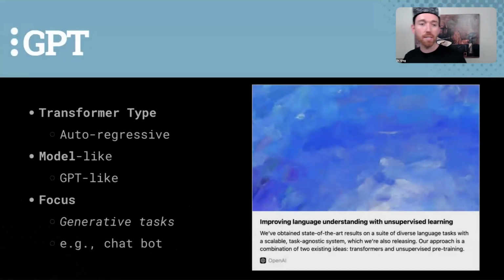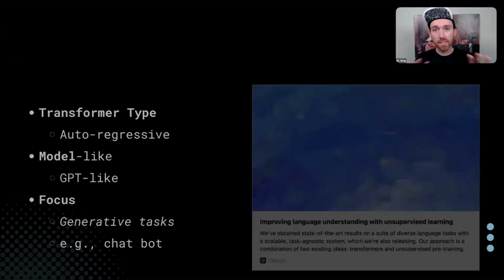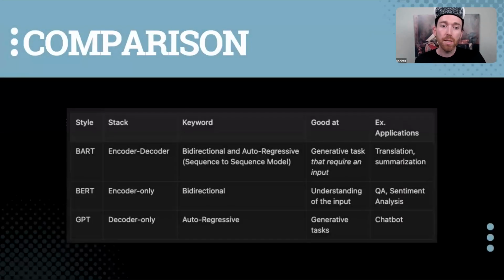GPT styled the kingpin. This is the generative way we do AI today. Look at this. They even said a long time ago, this would probably be good for chatbots. Indeed, it is. Now, we can look across these three categories, and we can look at the style: BART style, BERT style, GPT style, encoder decoder stack.